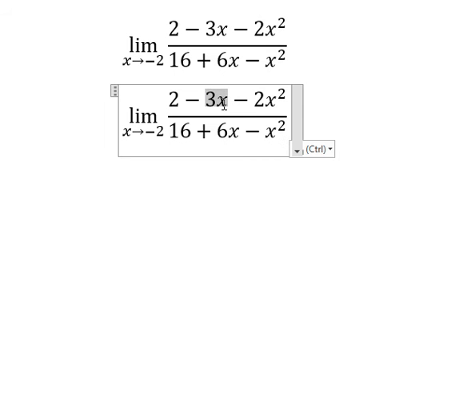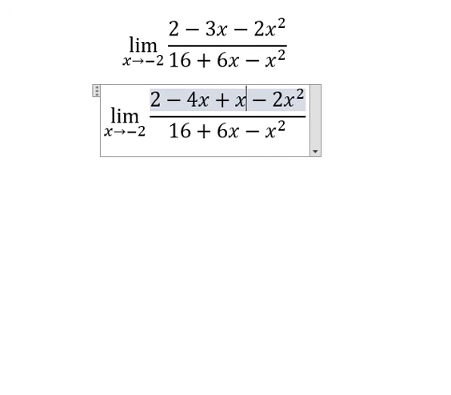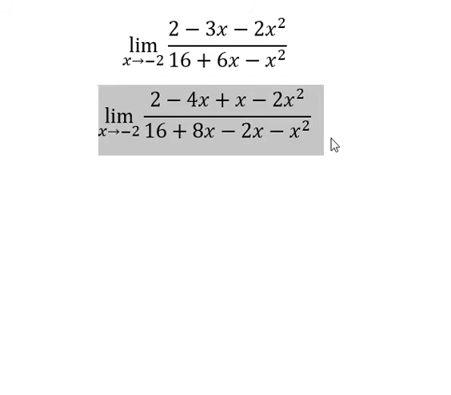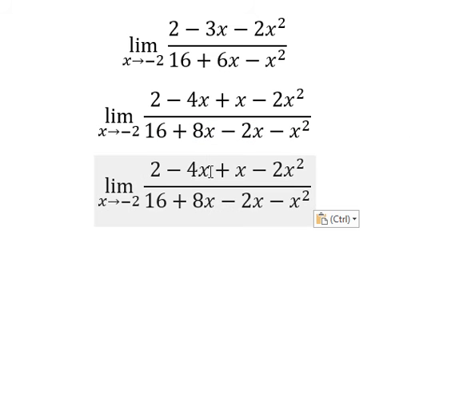Negative 3x we change by negative 4x plus x. This one, 6x, we need to change by ax plus minus 2x. Next, we can do factorization by number 2.